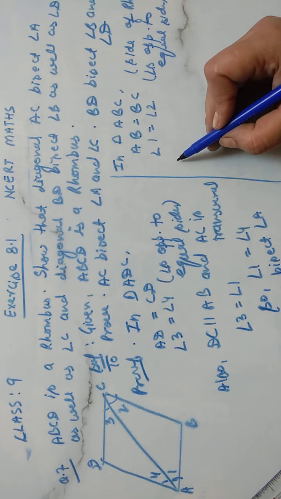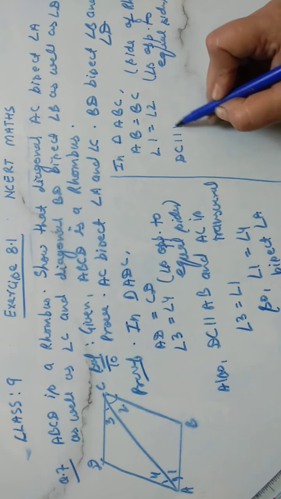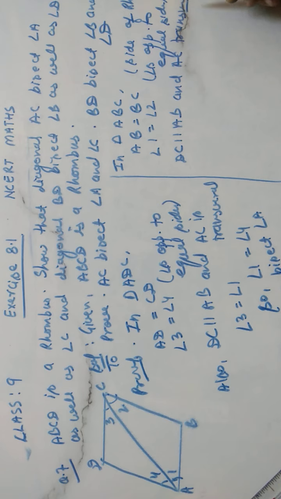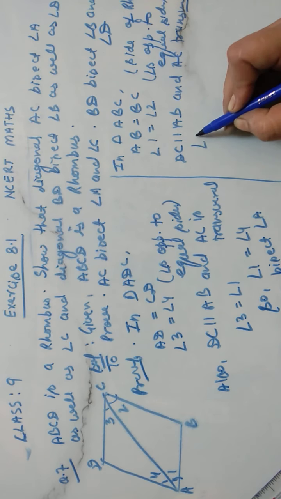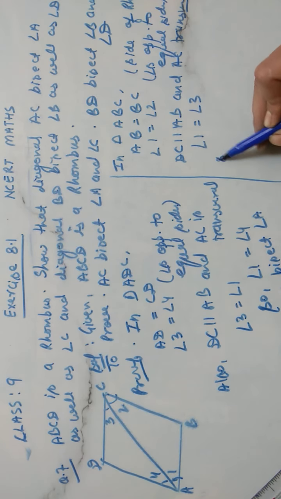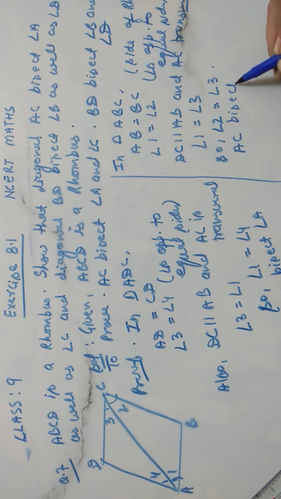Now also we know that DC is parallel to AB and AC is the transversal. So angle 1 is equal to angle 3. Now see, 1 is equal to 2, and 1 is also equal to 3. So angle 2 will be equal to angle 3. So from here we have concluded that AC bisects angle C. Once diagonal AC is bisecting, AC bisects both A and C.